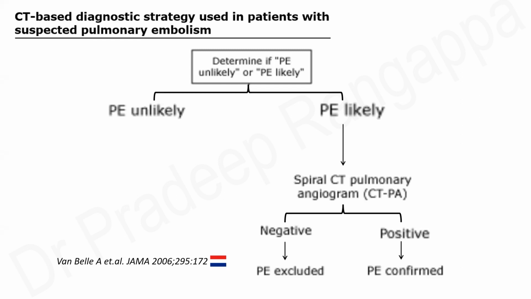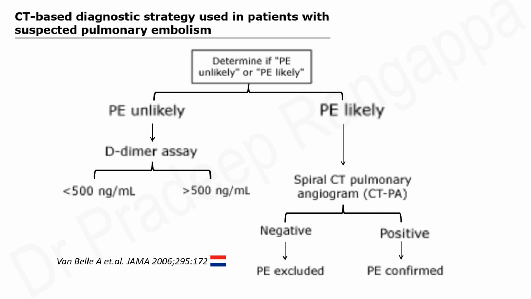If PE is unlikely, where your clinical suspicion is very low, then get a D-dimer assay. D-dimer has a good negative predictive value: if it is less than 500, PE is excluded. If it is more than 500, obviously the suspicion is high, and you get a CTPA. So this is a simple algorithm that radiologists can remember. High index, just get a CT. If it is a low index and you still want to rule out PE, just get a D-dimer, and that would help you determine whether to go ahead and do a CT or discount the possibility of pulmonary embolism.